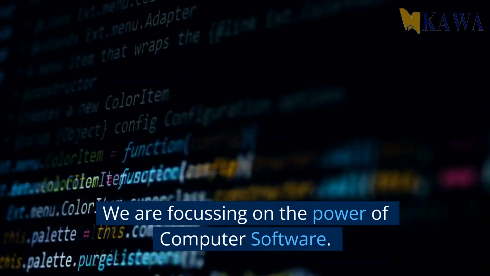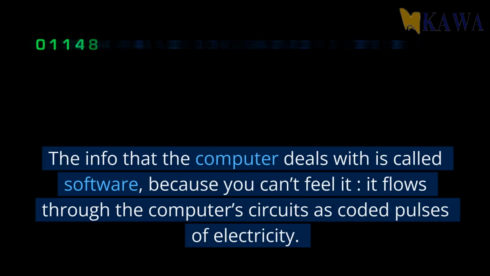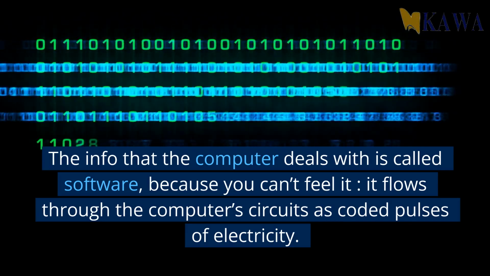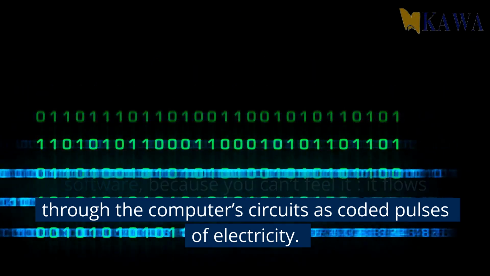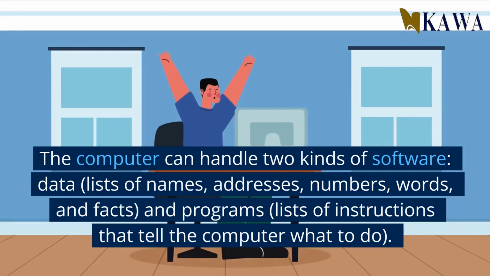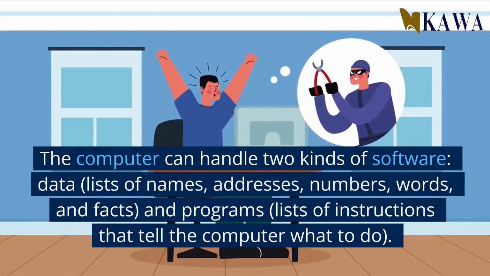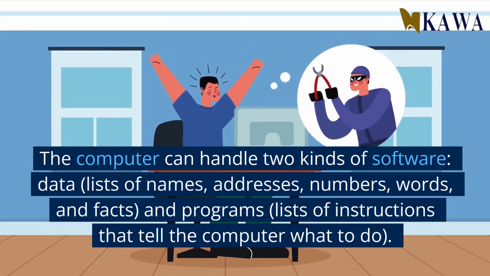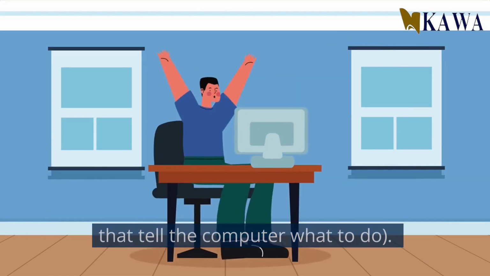We are focusing on the power of computer software. The info that the computer deals with is called software, because you can't feel it. It flows through the computer's circuits as coded pulses of electricity. The computer can handle two kinds of software data: lists of names, addresses, numbers, words and facts, and programs, lists of instructions that tell the computer what to do.